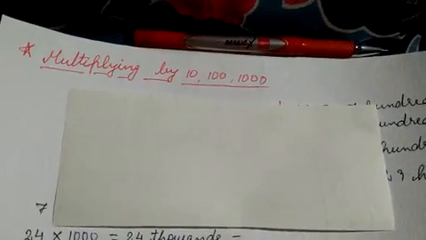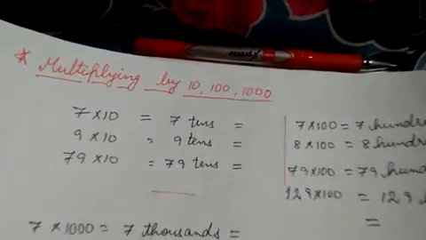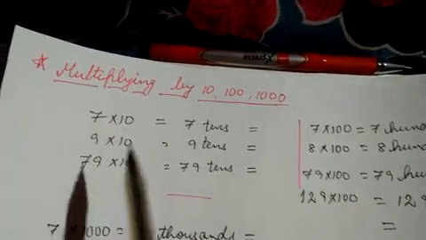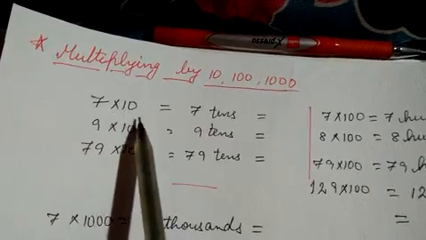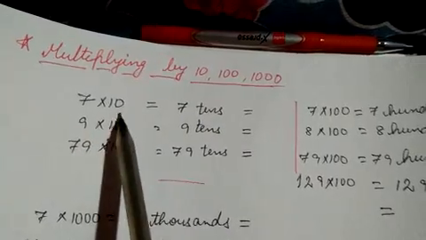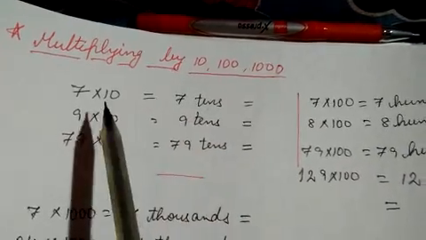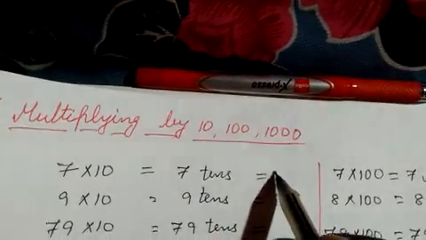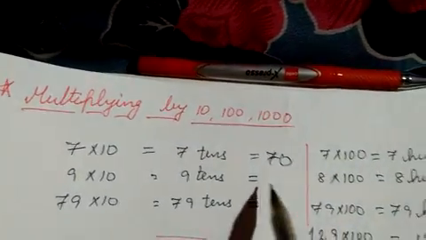This property is multiplying by 10, 100 or 1000. So let us first see multiplying by 10. I have taken 3 examples here. Multiplying by 10, 7 into 10. Now you know that 10 can also be written as tens. So this is 7 tens. This 7 into 10 can also be written as 7 tens. So we know that 7 tens is how much? 7 tens is 70.